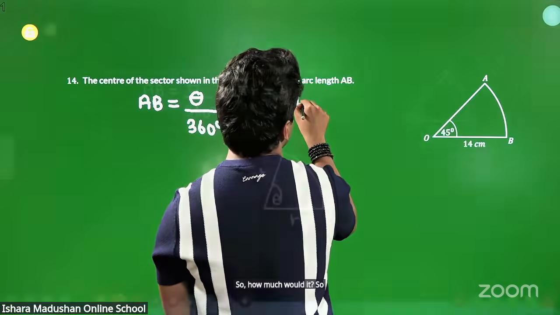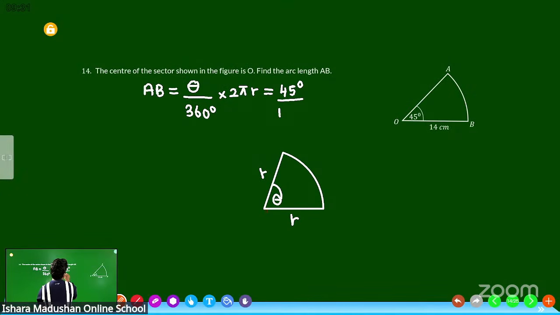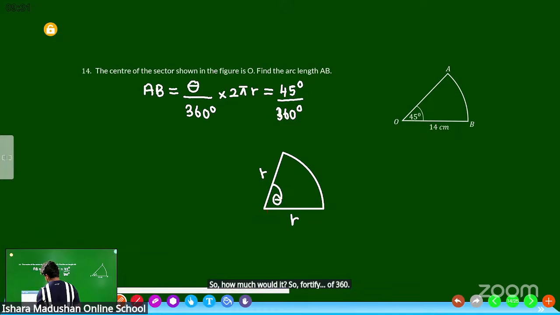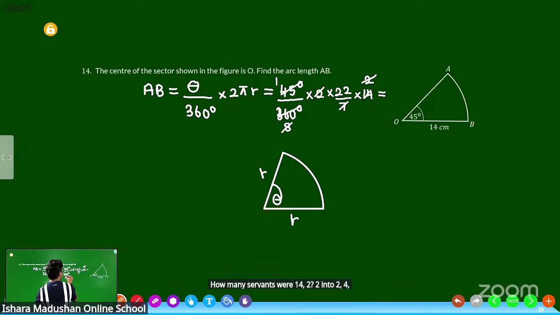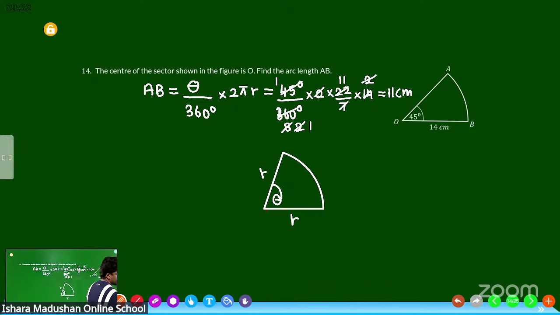So 45 over 360 into 2 pi r. How many 7s for 14? 2. 2 into 2 is 4. How many 4s for 8? 2. So 20, half of that is 10, and half of 22 is 11. So 11 centimeters. And if they had asked for the area, it is theta over 360 into pi r squared.